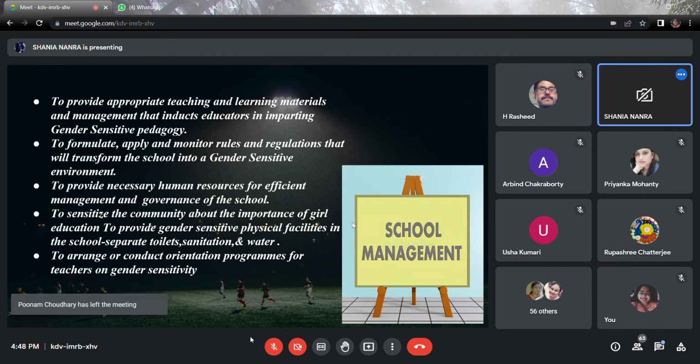the school. It is also to sensitize the human community about the importance of girl education, to provide gender-sensitive physical facilities in school, to arrange and conduct orientation programs for teachers on gender sensitivity. So this in-house training is kind of orientation to the gender sensitivity. It will give you more awareness about certain terms and certain aspects that come under the gender sensitivity.